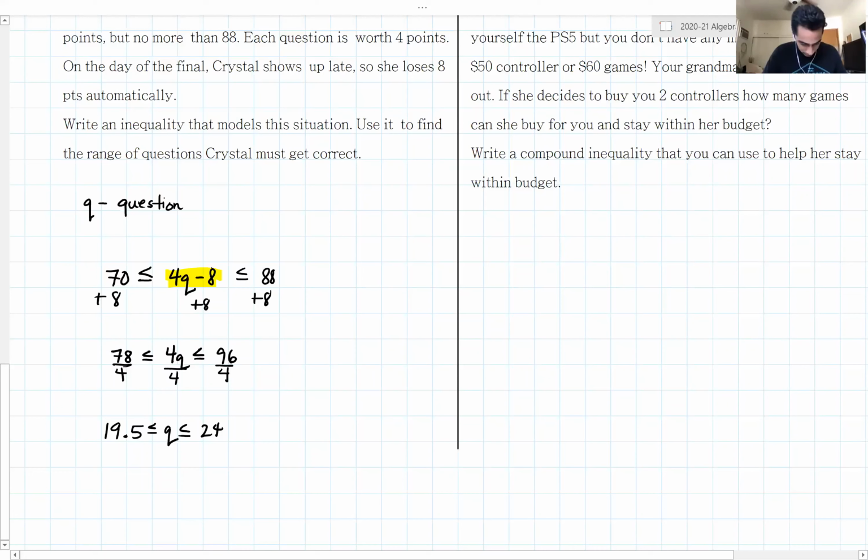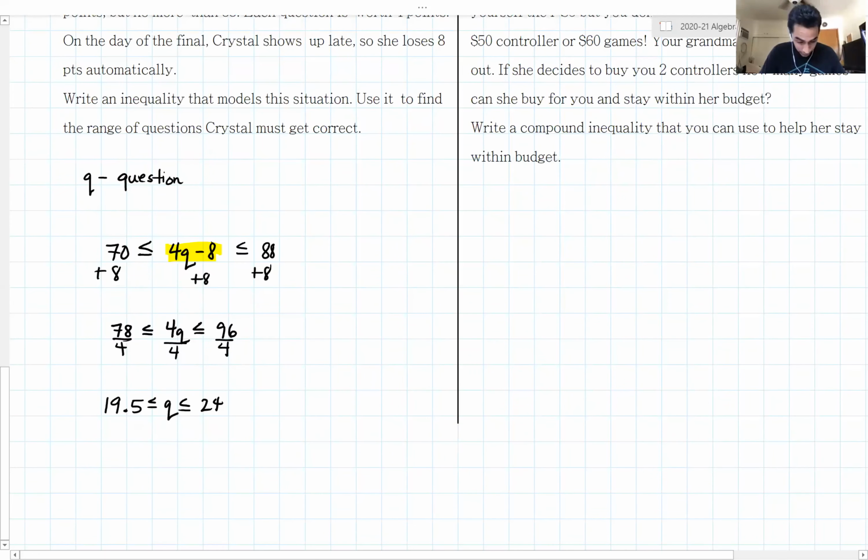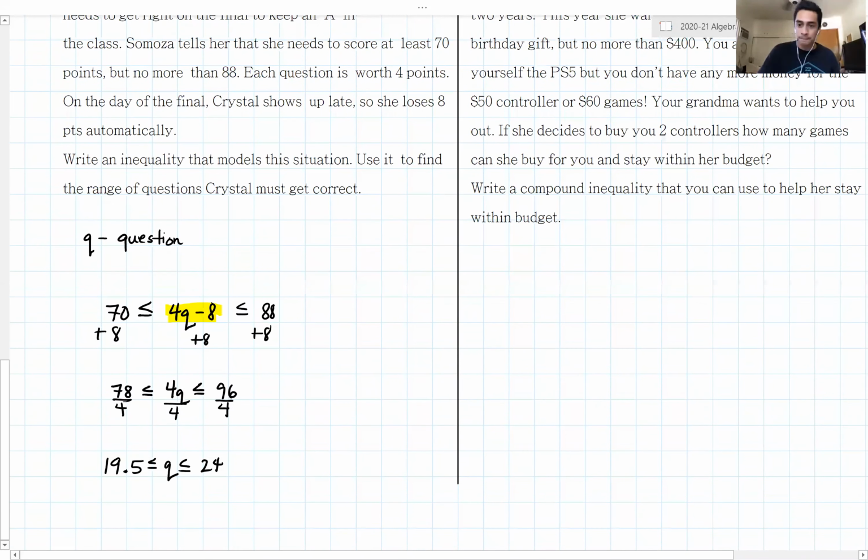All right. So there it is. That's our interval. Okay. Questions on that one? So far, so good. All right.